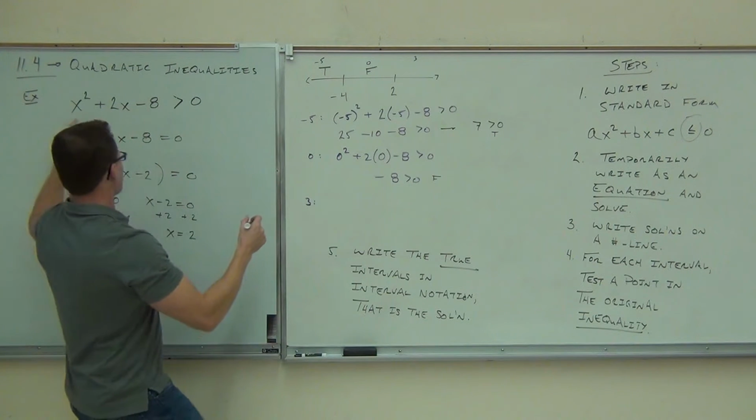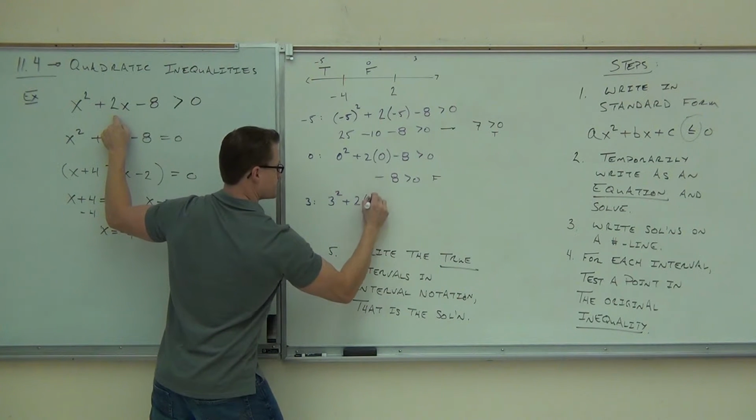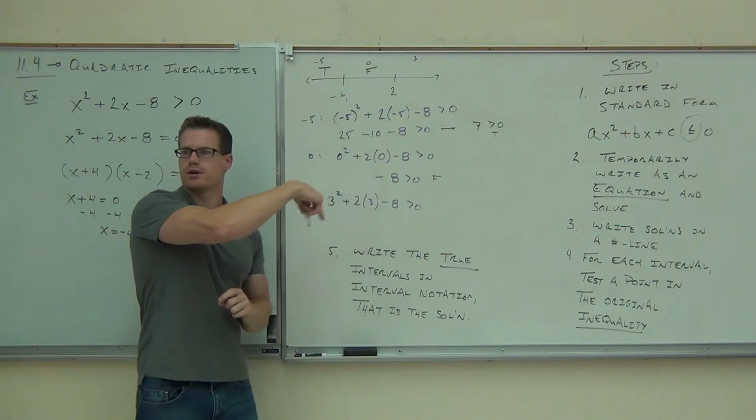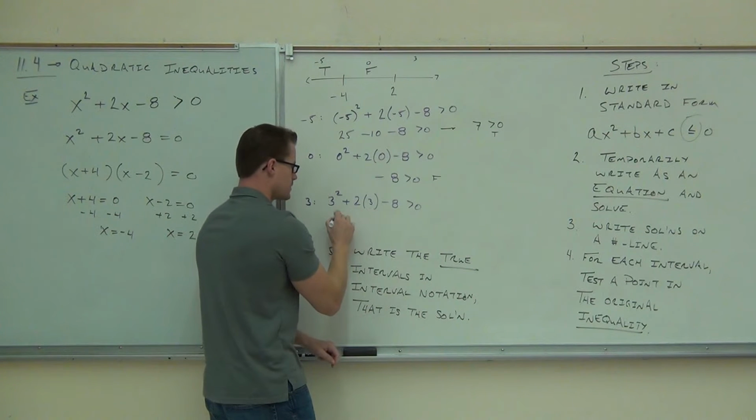Lastly, the 3 will have 3 squared plus 2 times 3 minus 8 is greater than 0. Should this one come out true or false? What do you think? True. It should come out true. Let's see if it does. This is 9. That's 6 minus 8.